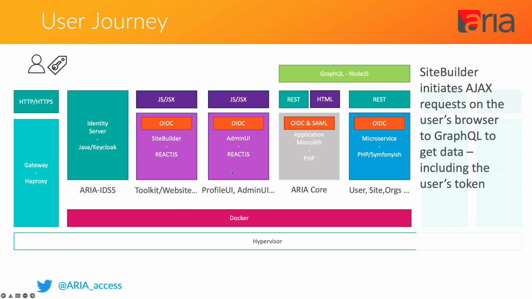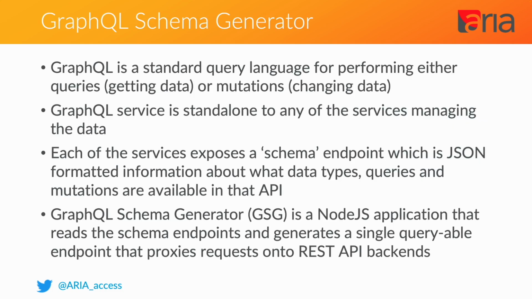So Site Builder initiates an AJAX request to GraphQL. So as soon as the user hits Site Builder, the Site Builder queries GraphQL to get the page, the site, queries the site data API to get pages of the site that you're viewing.